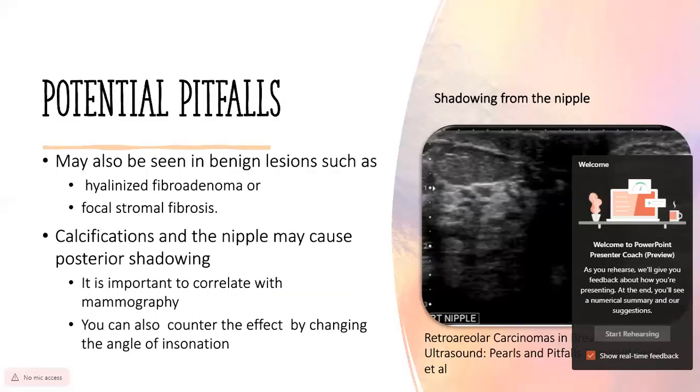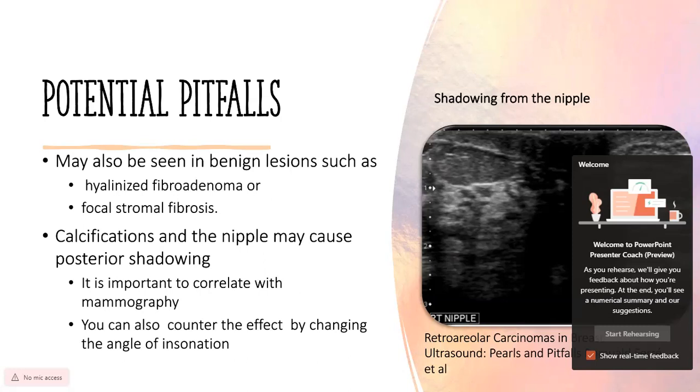There are quite a few pitfalls to this artifact. The first is that, as we said in the previous slide, this may also occur in some benign lesions, as we saw with the calcified oil cyst, but it can also occur in hyalinized fibroadenomas and focal stromal fibrosis. The other one we should be very cautious about is the nipple shadow, and this may be due to some calcifications within the nipple or just very dense tissue of the nipple.